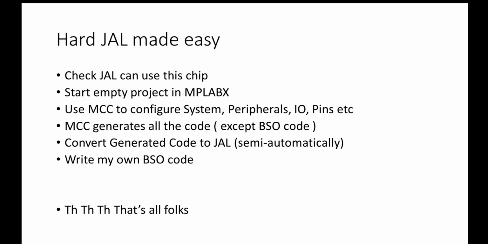BSO, Business Systems Options. If I'm making an EPOS system, an electronic point of sale system, then the EPOS stuff is the BSO, it's the business system. If I'm doing model railway code, then the BSO is model railway code. So the MCC will generate everything except the model railway part of it. I will then convert it from C to JAL almost automatically. And then I'll write my own model railway code or my own, whatever it is, code, which is usually only half a dozen or a dozen lines.